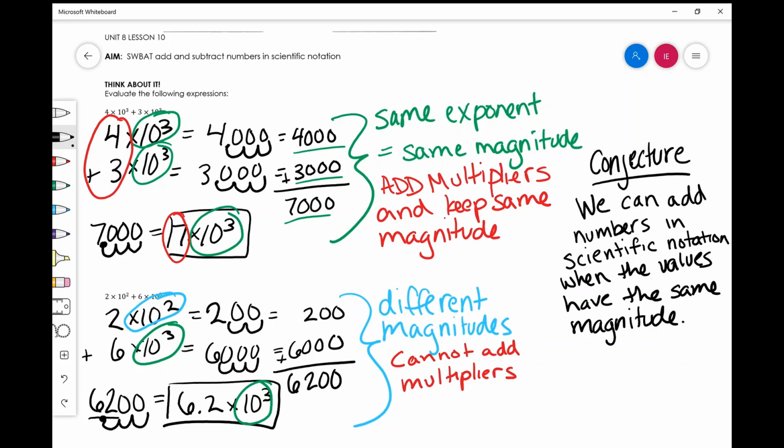Today we're going to discuss how we can easily go through adding numbers in scientific notation. So go ahead and turn the page to test the conjecture.